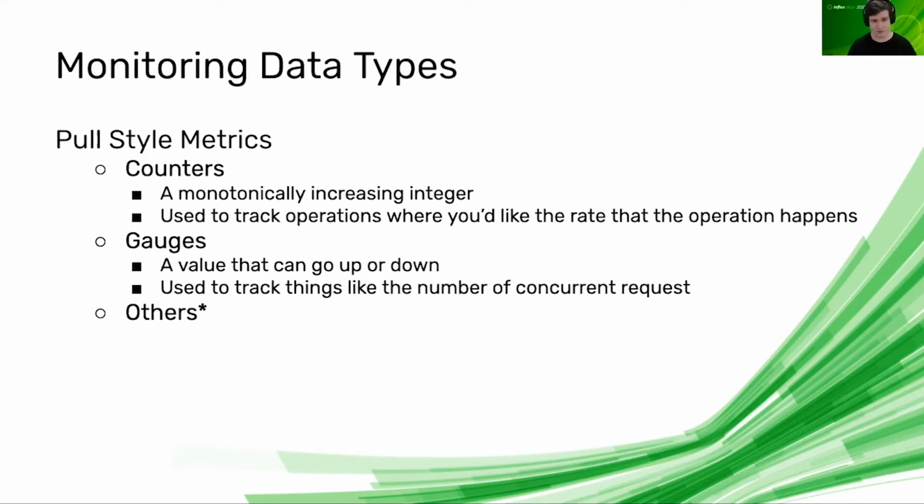But the big 2 are counters, which are a monotonically increasing value. And it's used to track things where you'd like to understand the rate at which an operation happens. So if you're tracking the request rate or the acquire rate for a lock or things like that, you'd want to use a counter. And gauges are slightly different. They're things where the value can go up and down. So if you think about monitoring CPU usage, you do that with a gauge because your CPU can be heavily utilized or it can go down.